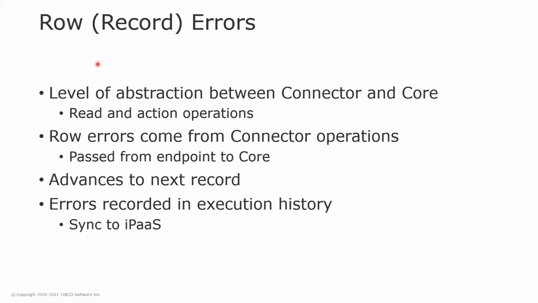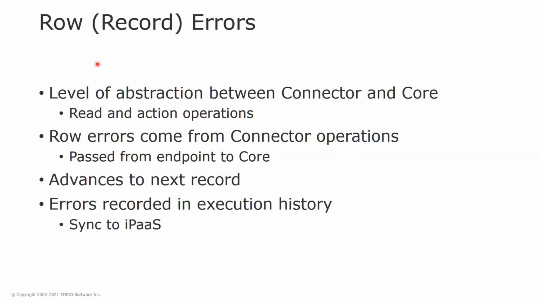What happens is each agent has a little cache locally of this data, and then it'll sync it back up to our cloud, and then when you go into the cloud, you'll be able to see the execution history and the errors that are associated with that.